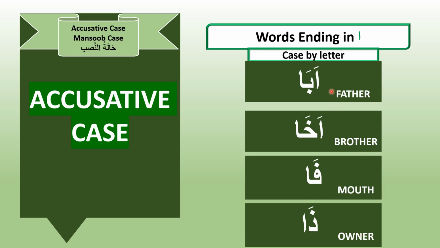So when we look at the opposite of aba in nominative case, it was abu; akho was akhu; fa was fu; and dhu was dhu. So you can see how it changes when you bring it over to the accusative case.